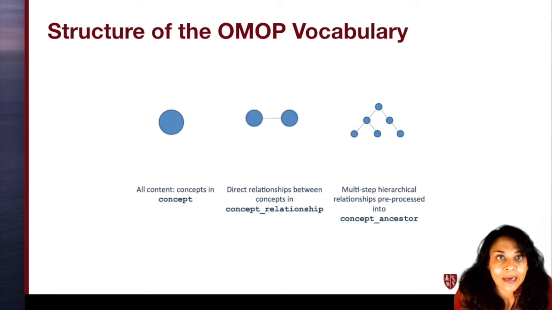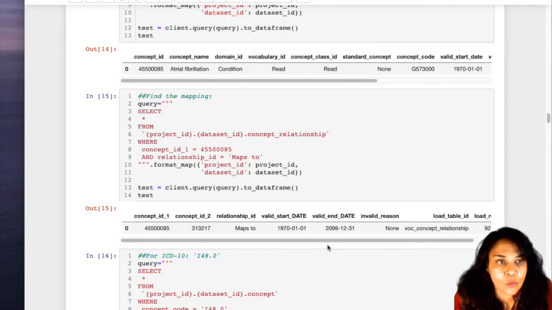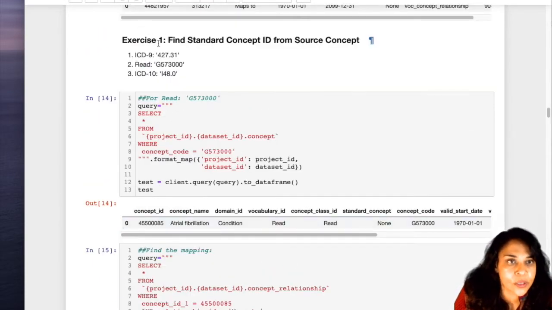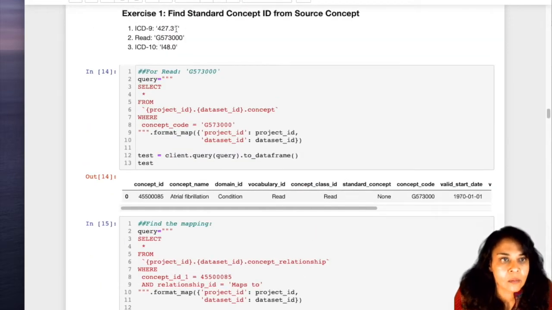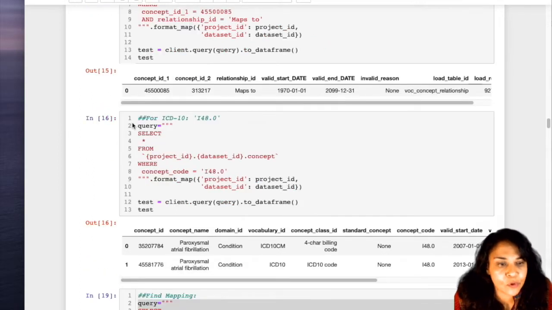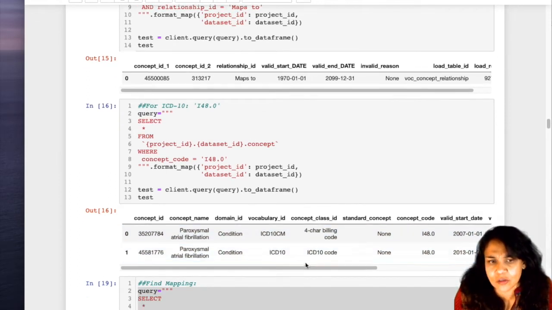So let me go back to the notebook. I'm going to start where we ended in the last tutorial. This was the exercise we were trying to do. For the read code, it works out fine. 427.31 is what we gave as an example earlier, so I have not repeated it here. For ICD-10, I48.0, when you try to get the concept ID in the OMOP vocabulary, you'll see that the concept name it maps to is not atrial fibrillation, but paroxysmal atrial fibrillation. So what the heck is going on?